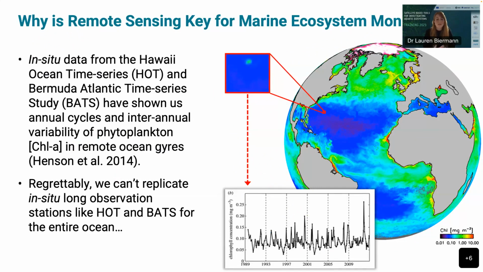And even in the gyres that we consider to be relatively the equivalent of ocean deserts, we have seen annual cycles and interannual variability of phytoplankton, of microscopic floating plants, in these remote ocean gyres. So we see that there is a diversity and patterns within even the least productive waters on Earth. However, unfortunately, even if we had BATS and HOT all over the world, we would still be collecting point measurements across our oceans. And it is only with remote sensing that we can elevate that data to be able to get overviews and synoptic coverage for entire oceans.